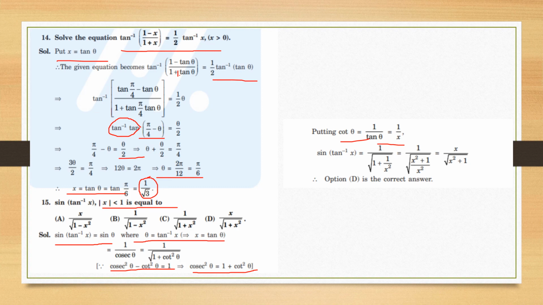So sin tan inverse x is 1 upon root of 1 plus 1 upon x square, as my cot is 1 upon x. After taking LCM it becomes x square plus 1 upon x square, and take x out of this and reverse it, means take this x to the numerator, it becomes x upon root x square plus 1. That means option number D is correct.